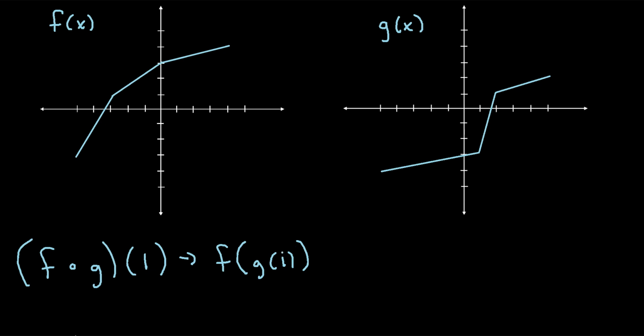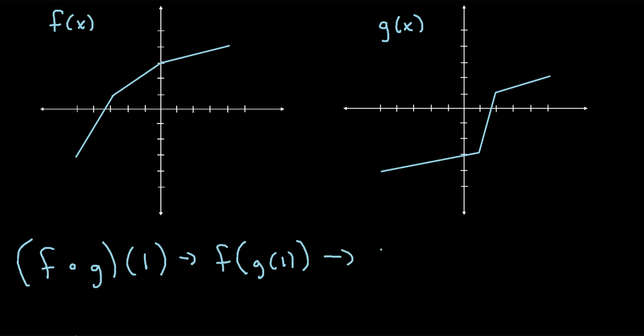So g of 1. In other words, we're looking at our g of x graph, and we want to plug in an x value of 1 and see what our y value is. So at an x value of 1, that would be right here. What is the y value? Well, that would be the value right here. So that's a y value of 1, 2, 3, negative 3. So g of 1 is really equal to a value of negative 3.